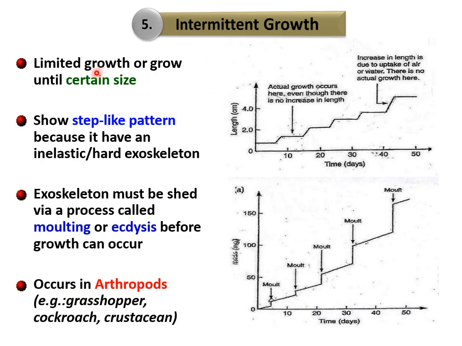For intermittent growth, it is limited growth or growth until a certain size. It shows a step-like pattern because of an inelastic hard exoskeleton. The exoskeleton must be shed via a process called molting or ecdysis before growth can occur. The stage between two ecdyses is called an instar. It occurs in arthropods. Examples are grasshopper, cockroach, and crustacean.